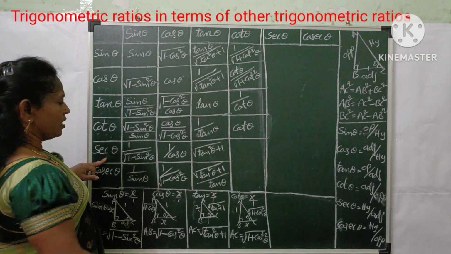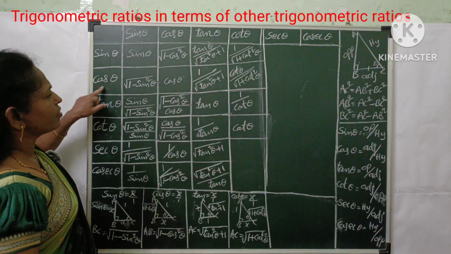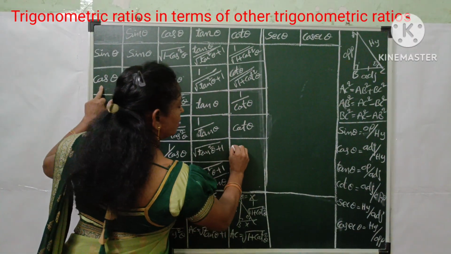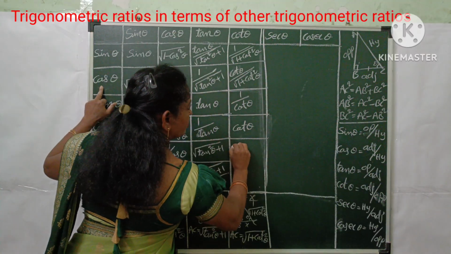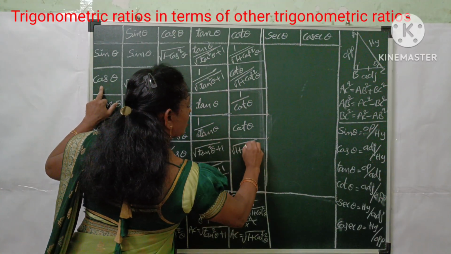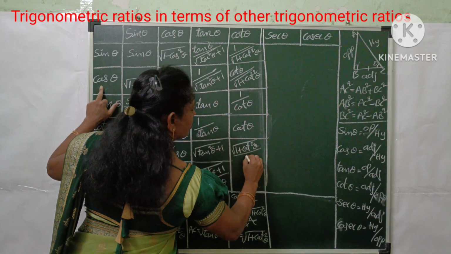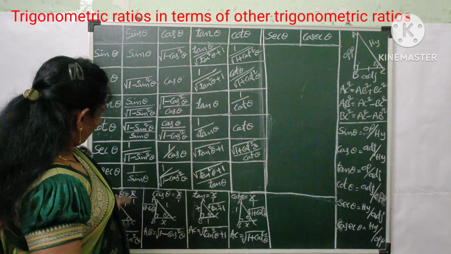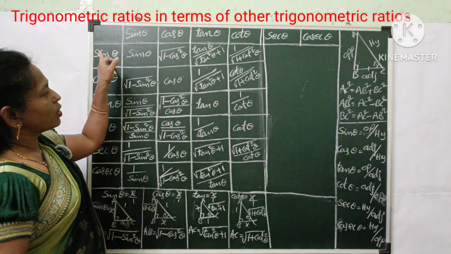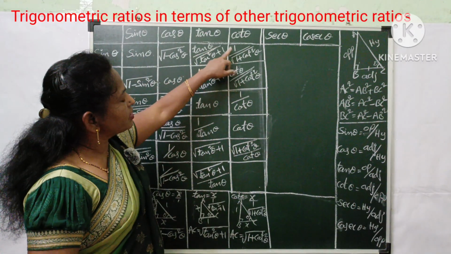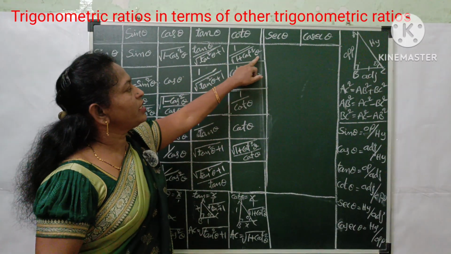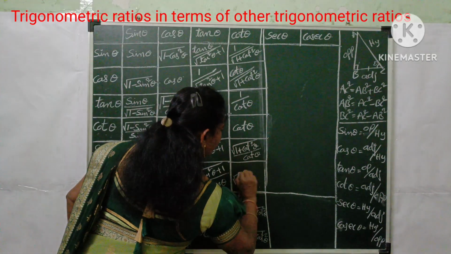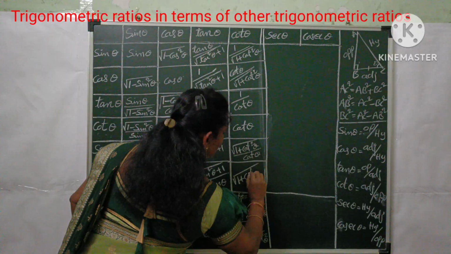Next, secant theta. Secant theta means it is a reciprocal of cos. Cos is cot theta by square root of 1 plus cot square theta. So that its reciprocal is square root of 1 plus cot square theta by cot theta. Next, cosecant theta. Cosecant means a reciprocal of sine. Reciprocal of sine: 1 by square root of 1 plus cot square theta, reversed, means square root of 1 plus cot square theta.